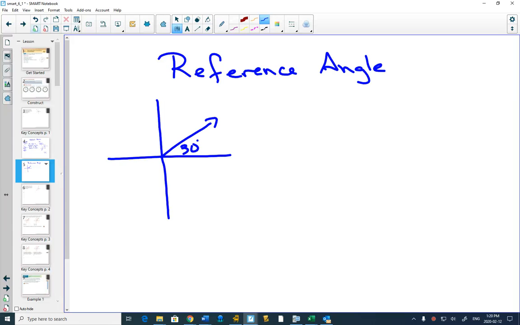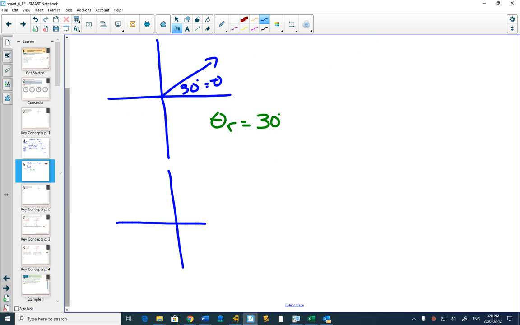So if I give you 30 degrees, the reference angle is, and this is how we would write it if this angle is theta, then we would write theta with a little r to show the reference angle. And here the reference angle would be 30 degrees. If I drew an angle in quadrant 2, say this angle was 120 degrees, then the reference angle would be 60 degrees.